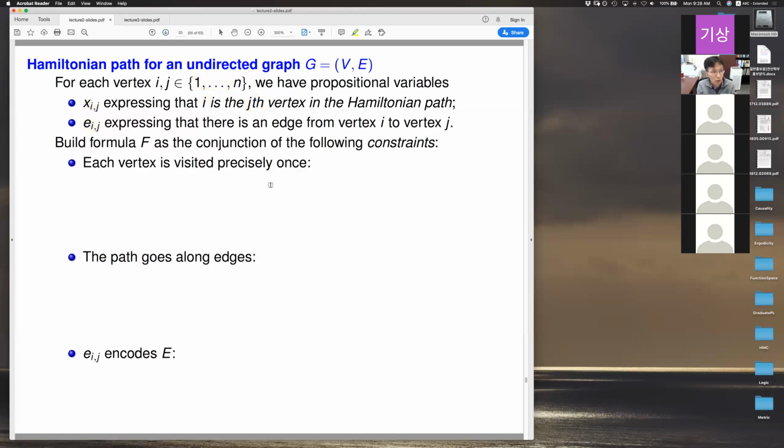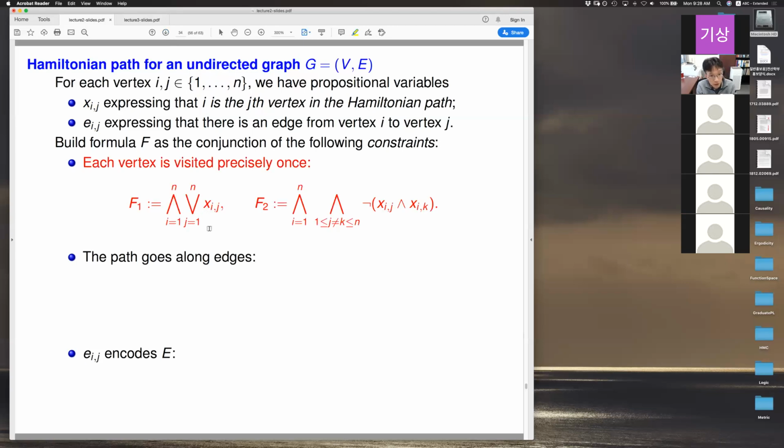So here's how we do it. We write some propositional logic formula that's a conjunction of some other formulas. Each of the formulas will express the three properties that you see here. The first property is we want to say each vertex is visited precisely once in this Hamiltonian path.